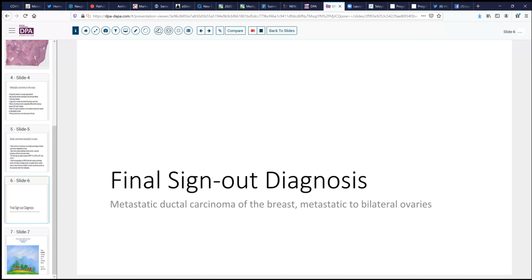So our final diagnosis today is metastatic ductal carcinoma of the breast involving both ovaries in a patient with a prior history and a period of hormone suppression.